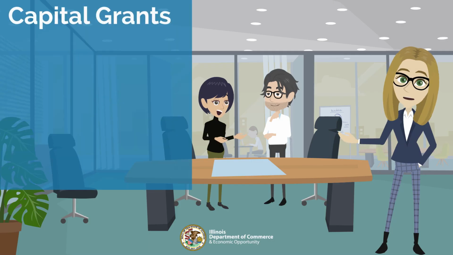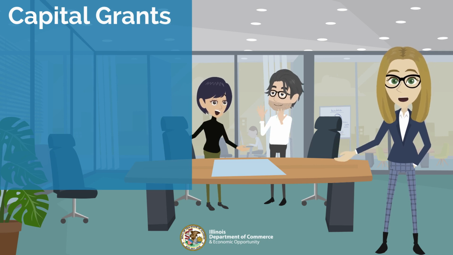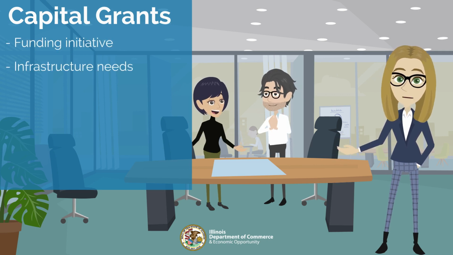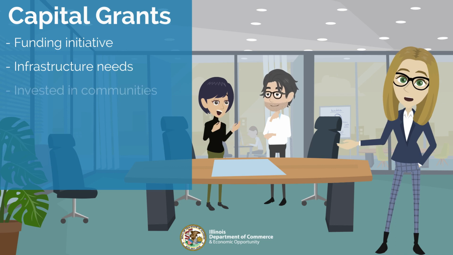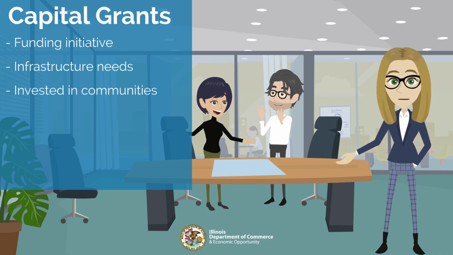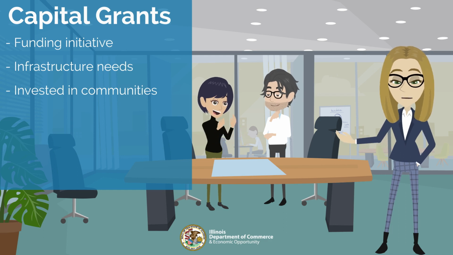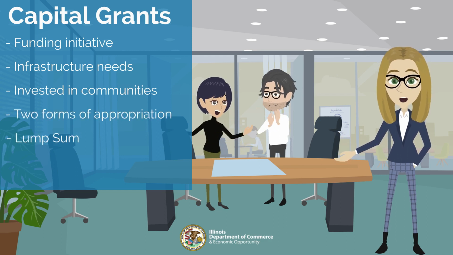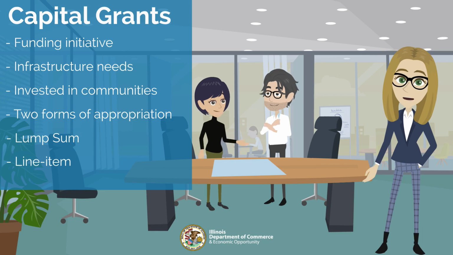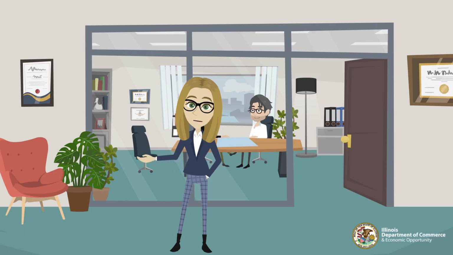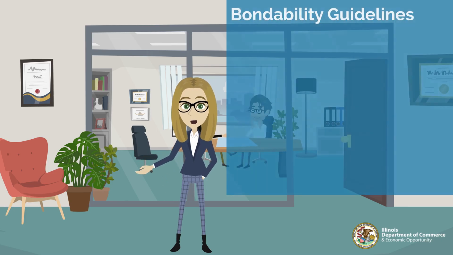A capital grant is a grant issued by a capital funding initiative to address infrastructure needs. These grant funds will be invested in communities across the state. The General Assembly enacts appropriations for DCEO's capital grants in two forms: a lump sum appropriation and a line item appropriation. All capital grant projects are required to follow the bondability guidelines.